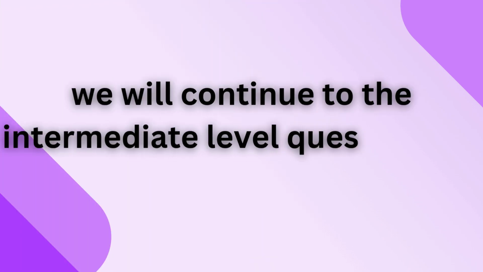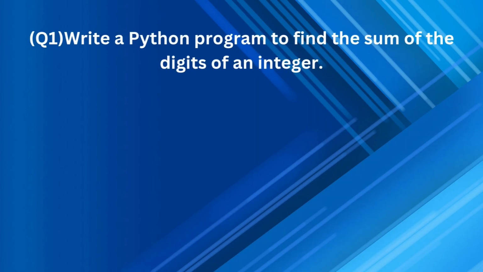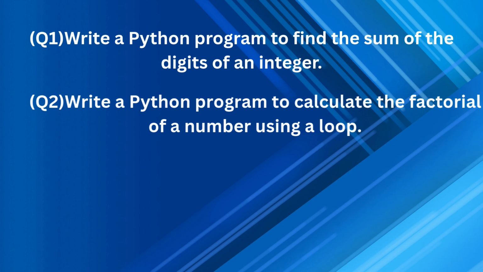This session, we will continue to the intermediate level questions on Python loops. Number 1. Write a Python program to find the sum of the digits of an integer. Number 2. Write a Python program to calculate the factorial of a number using a loop.